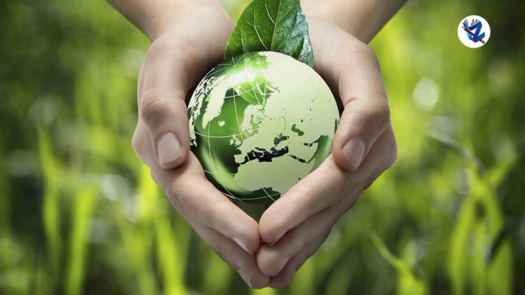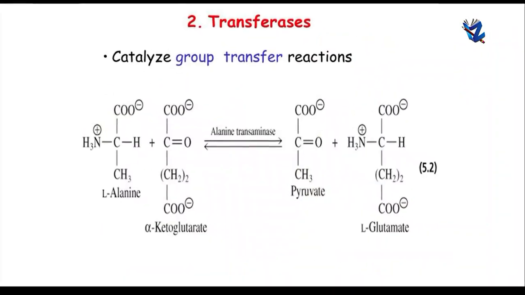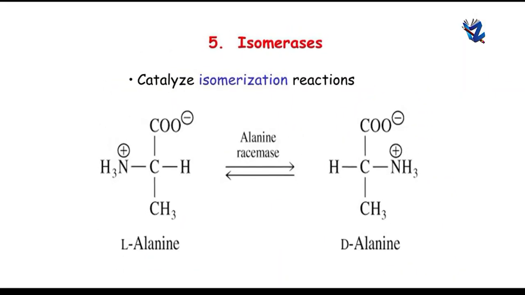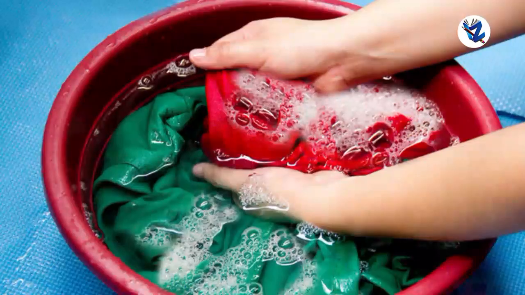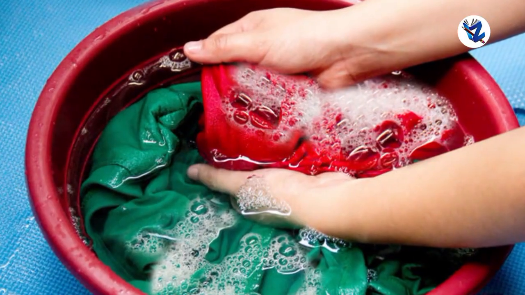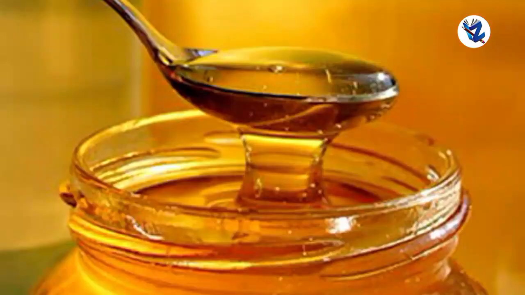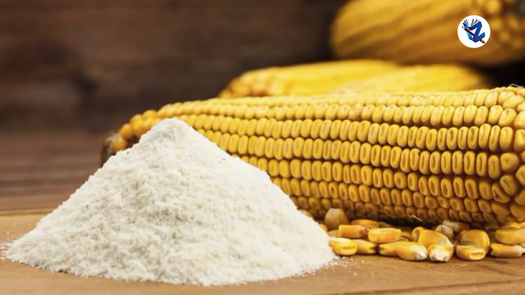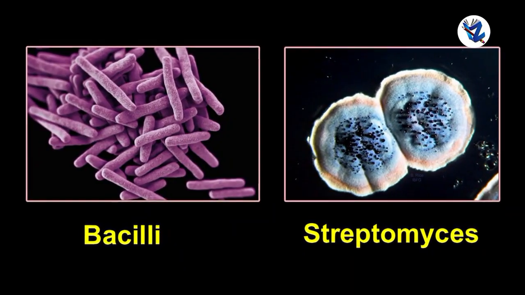The examples are oxidoreductases, transferases, hydrolases, lyases, isomerases, ligases, etc. The process of dirt removal occurs at low temperature too due to mixing of enzymes with detergents. Glucose and fructose syrup can be obtained from corn flour by the action of enzymes obtained from Bacilli and Streptomyces.